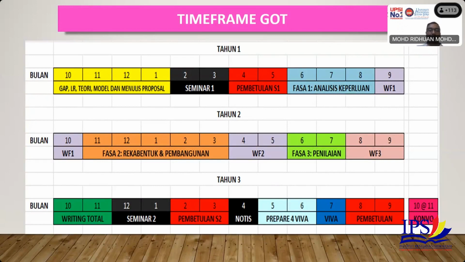Okay, all right. For the first year, you have 4 months to make sure you find the gap, literature, what theory or model you can use, and start to prepare and develop your proposal, and go to seminar 1. We call it the proposal, and you have 2 months to make corrections for the proposal defense and start to do phase 1, the needs analysis. And WP1 stands for the writing of phase 1.